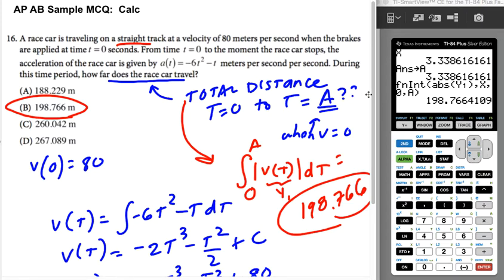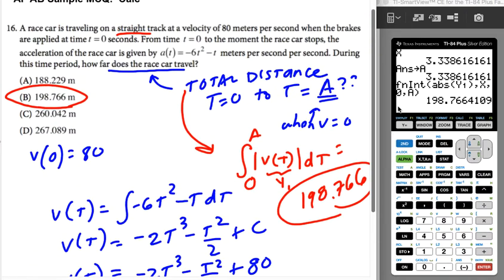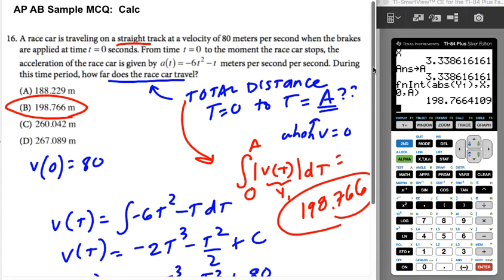But before you could even do that, you had to know to integrate to find velocity, and you had to find that other mystery time, which was when velocity is 0. So that was a really clever multiple choice problem. They're not all that multifaceted and that layered. Most of them are much faster, as I think you've seen in these videos.